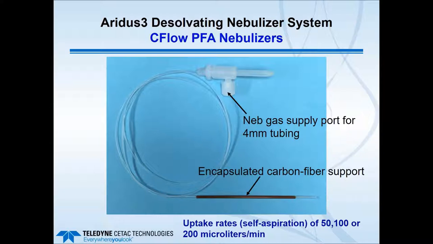The uptake line has an encapsulated carbon fiber support. That, of course, helps if you're either doing manual sampling or if you're connecting this to a micro-autosampler. And I'll show you an example of that later in the presentation. Uptake rates by self-aspiration are typically in the range of 50 to 200 microliters per minute, with probably 100 microliters per minute being the most common flow rate to get the best sensitivity, but not use up too much sample and/or allow enough sample to integrate for longer to improve the data quality.